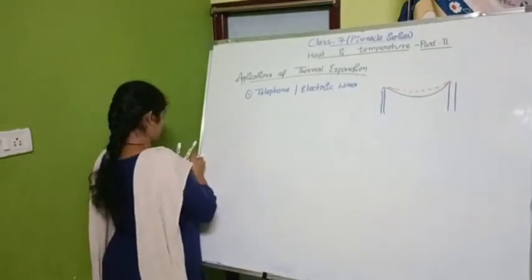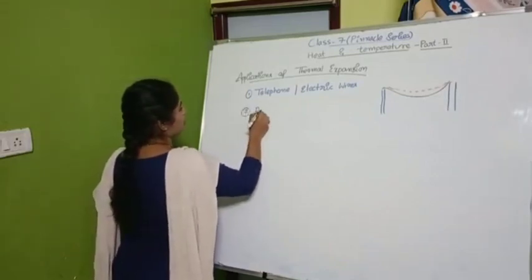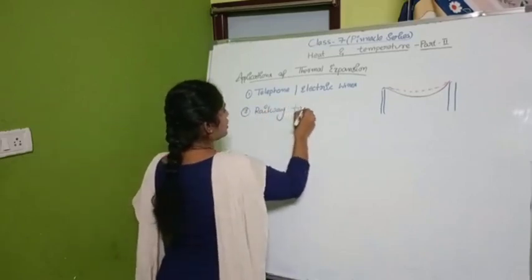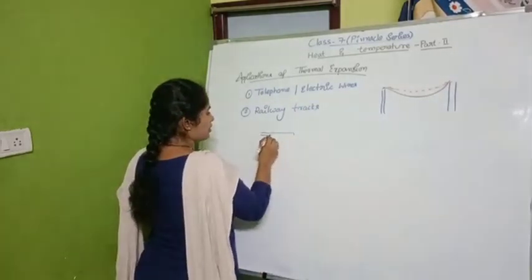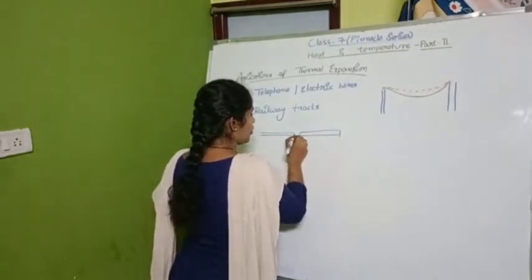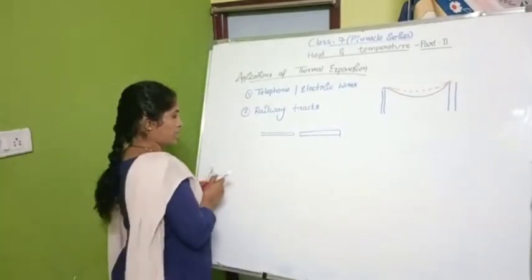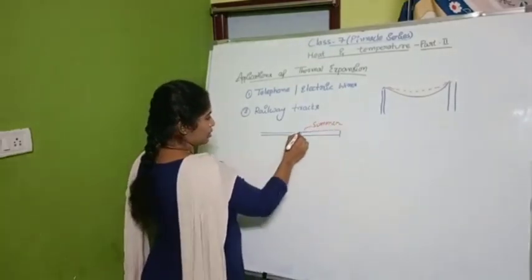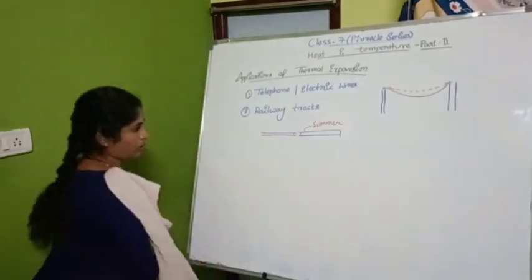Second application is, have you seen railway tracks? All of you have traveled in rail. Have you observed how the tracks are laid? If they want to attach one rail with another, they provide a gap. Why do they provide the gap? Because during summer season, due to increase of the temperature, the rail will expand. To allow that expansion, we provide that gap.